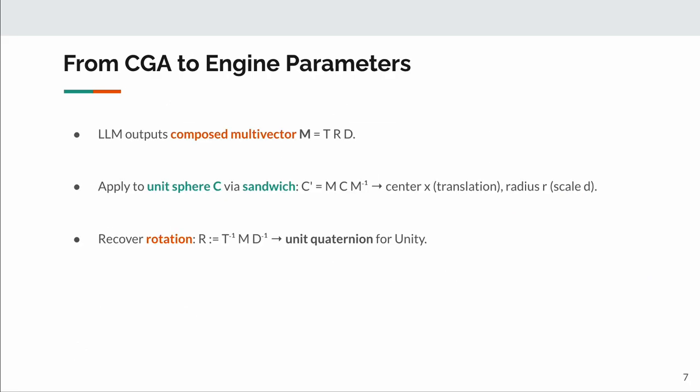How we pass from the CGA world to engine parameters. After computing the composed multivector M, we can apply it to a unit sphere C. The transformed sphere gives us the center, x, which corresponds to the translation, and the radius r that corresponds to the scale. Rotation is then recovered and converted to a Unity quaternion. So everything the LLM outputs is grounded in geometry.